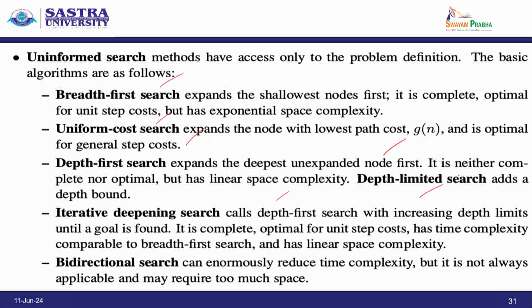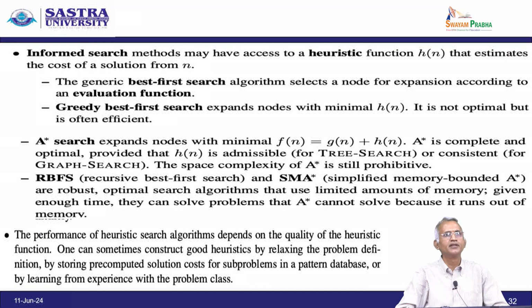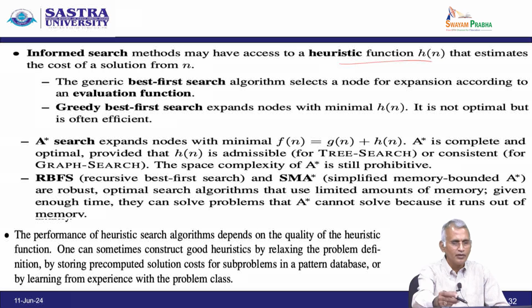Depth limited search adds a depth bound. Iterative deepening search calls depth first search with increasing depth limits until a goal is found. It is complete and optimal for unit step cost, has a time complexity comparable to breadth first search, and has linear space complexity. Bidirectional search can enormously reduce time complexity, but it is not always applicable and may require too much space. And informed search methods may have access to a heuristic function h of n that estimates the cost of the solution from n.